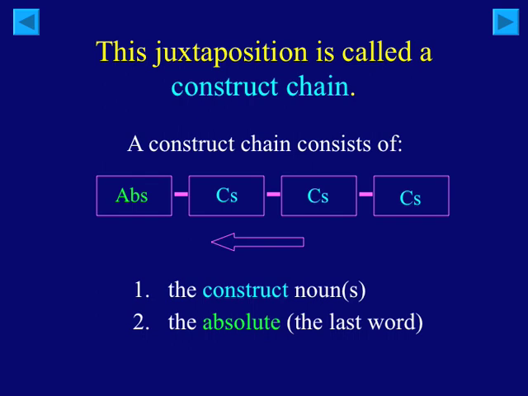Be careful in your mind to distinguish this from definite and indefinite. These are two totally unrelated things. So a noun may be definite or indefinite, as we know already. And here we see that a noun may function in a construct chain either as the construct noun or the absolute noun. In this construction, that means something of something.